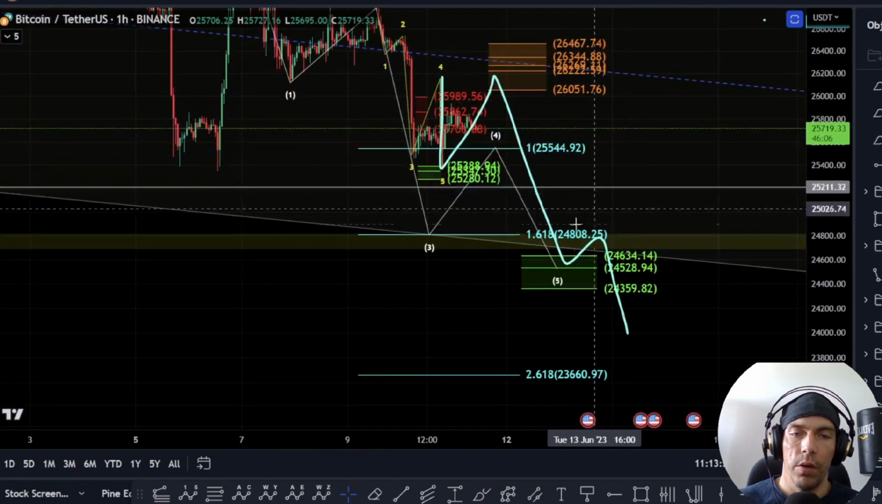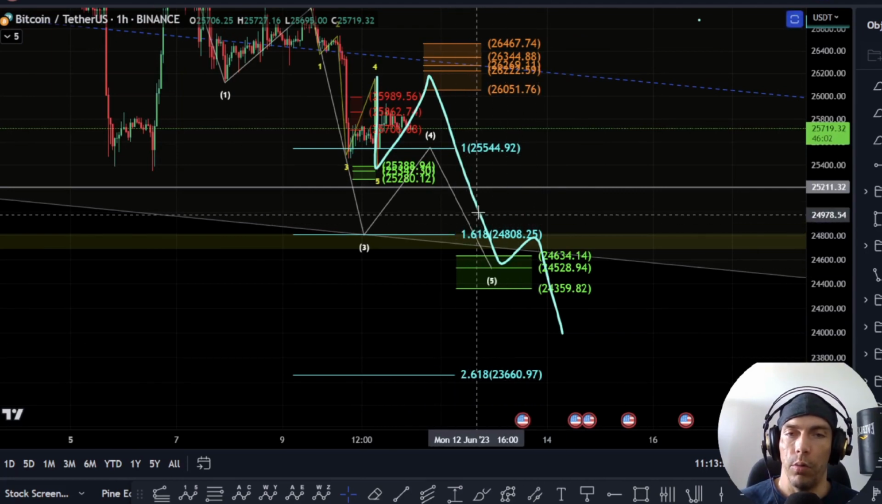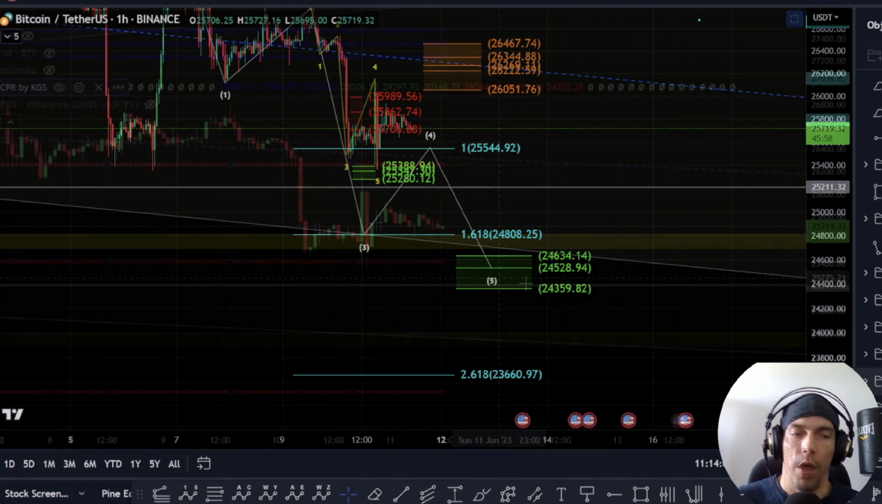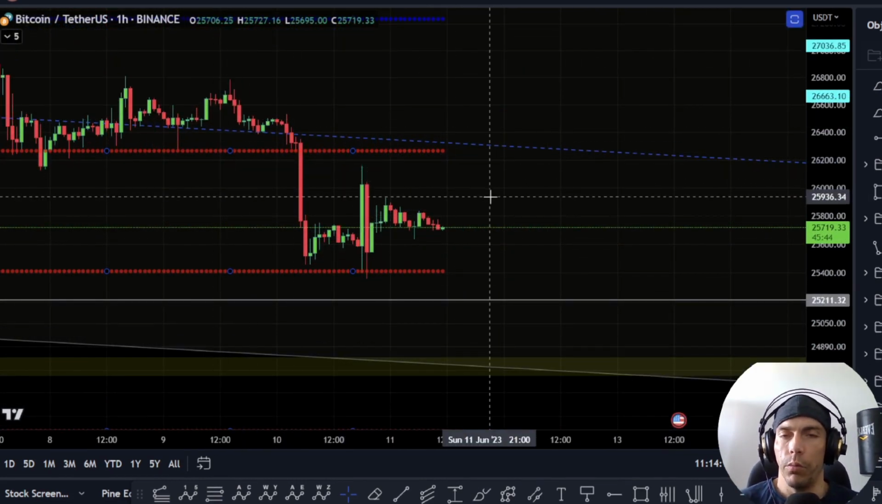So need to keep an eye on those levels. That 2.618, like I said, could be a potential area that we actually look to target out if we do start to break down in a bigger way. Okay, so these weekly CPRs that we're going to be looking at are valid until reset tonight.